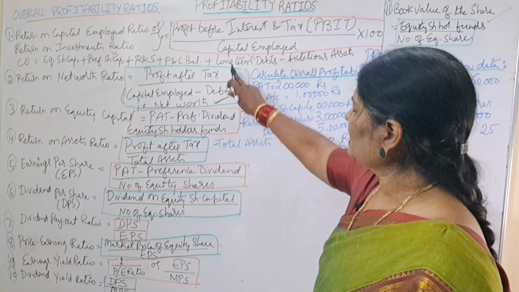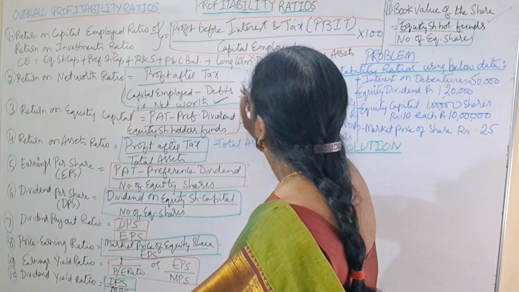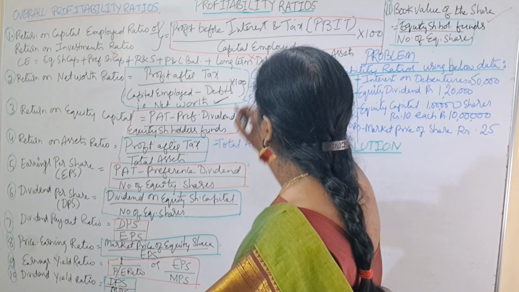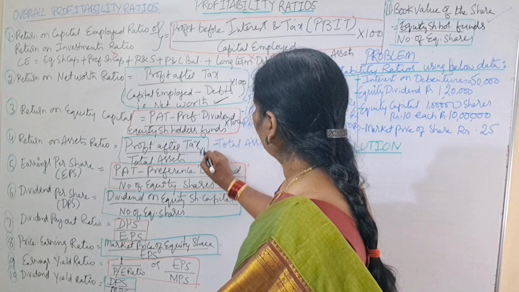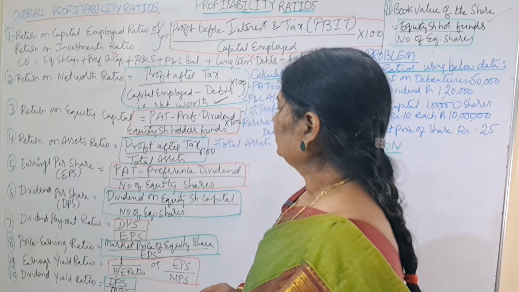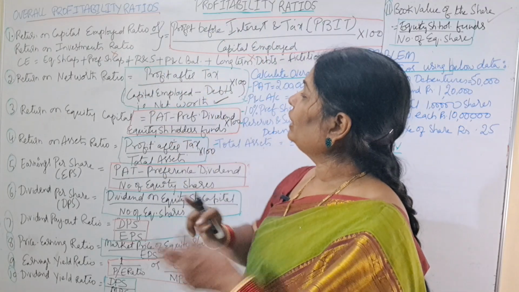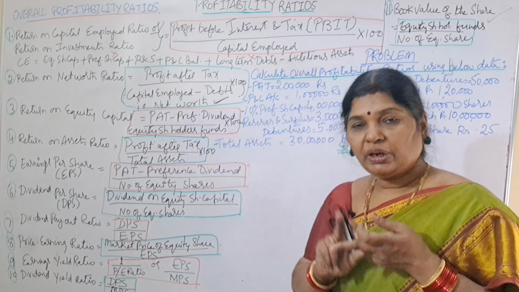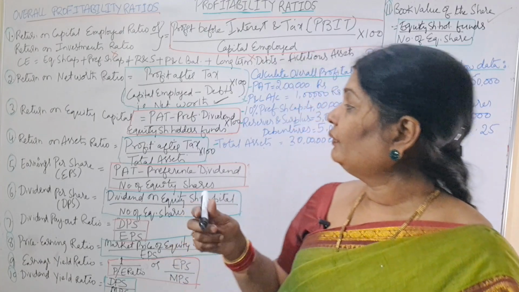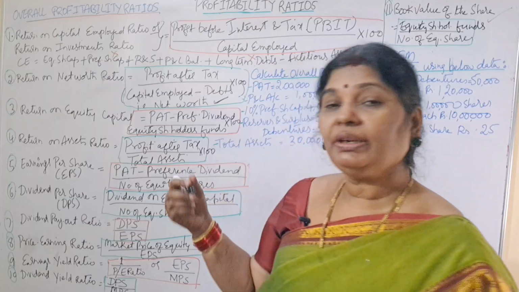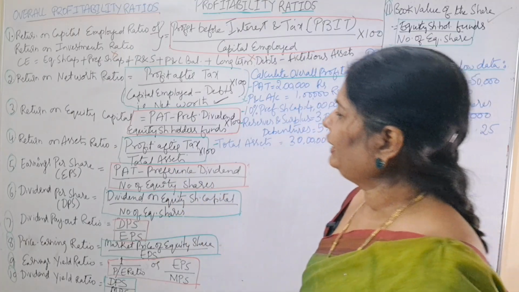For all the formulas, we have to multiply with 100, and here also multiply with 100, and here also multiply with 100. So why are we multiplying with 100? Because we want to know our return on capital employed percentage, our return on net worth percentage, our return on equity percentage, and our return on assets percentage. So this is the short form how you can write.